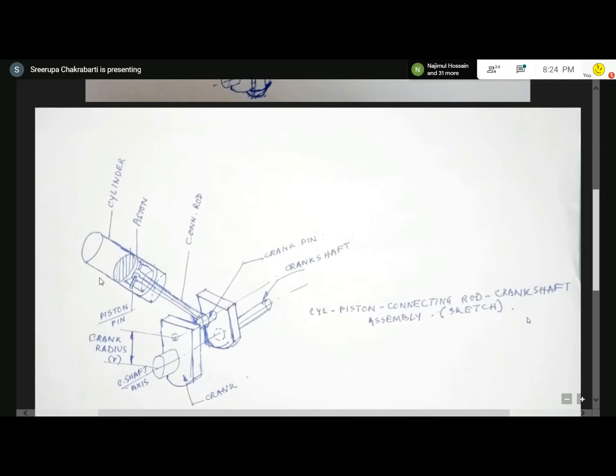This is the cylinder. This is the piston, moves in a straight line, right? And this is the connecting rod, moves in an oscillatory manner. Also it moves out. This is the crank pin axis. This is the crankshaft axis. And these two arms are called the webs of the crank. And the crank radius is the distance between the crankshaft axis and the crank pin axis. That is called the crank radius. So that is the whole thing.